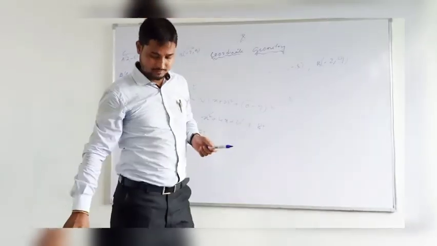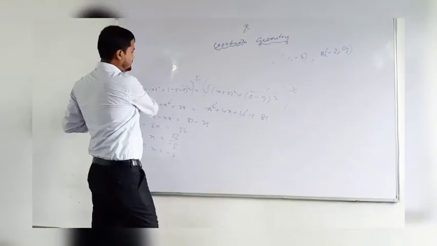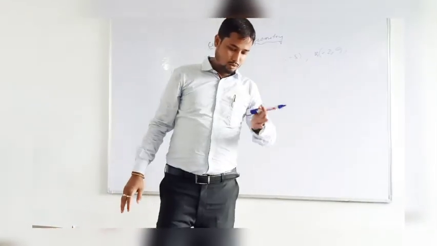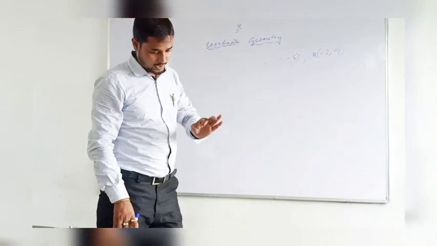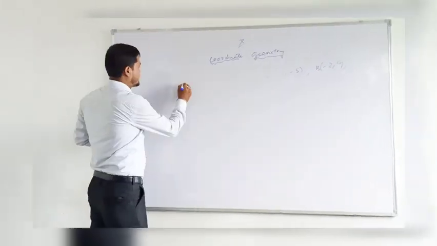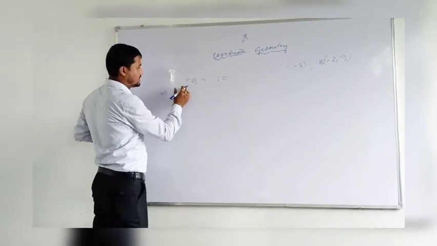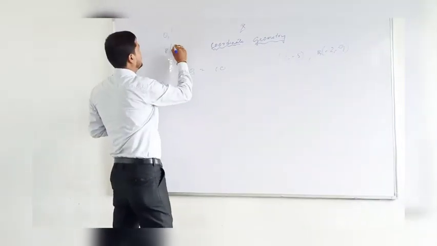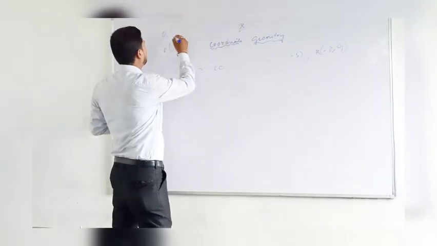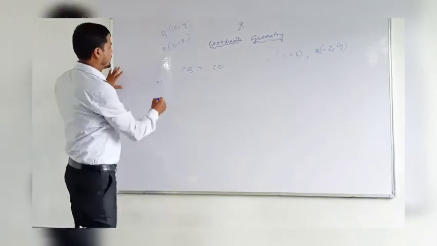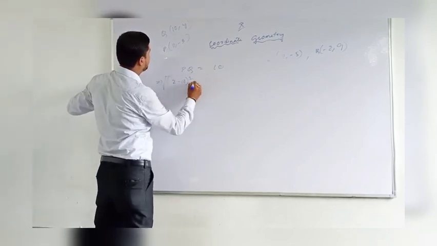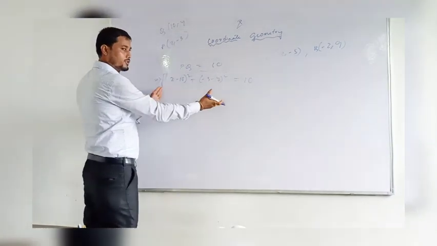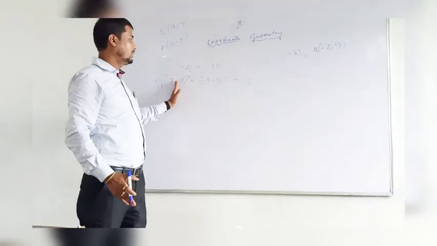Another question, question number 8. Find the value of y such that PQ is equal to 10 centimeters. You have to find the distance between P and Q. P is (2, -3) and Q is (10, y). PQ is the square root of (2 minus 10) whole square plus (-3 minus y) whole square, equal to 10. Then squaring both sides, you will get the value of y.